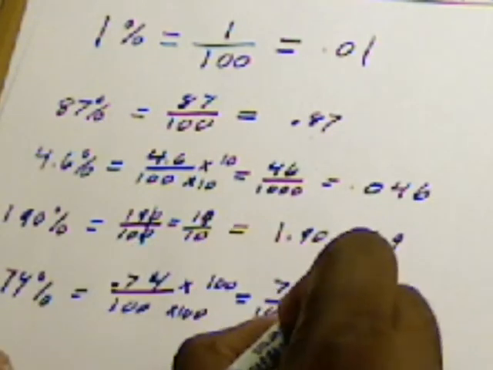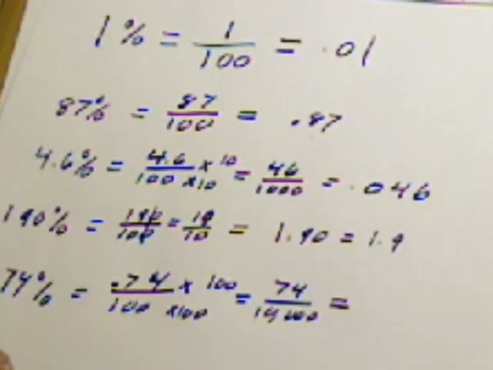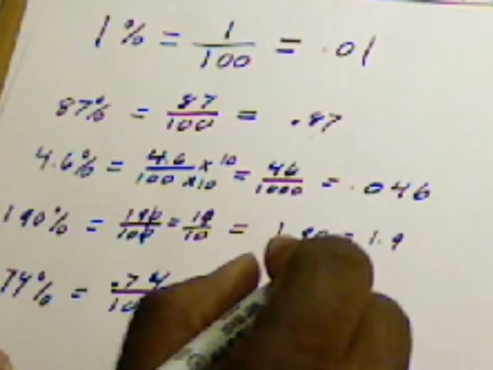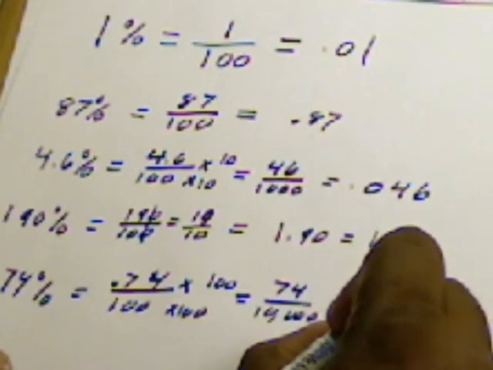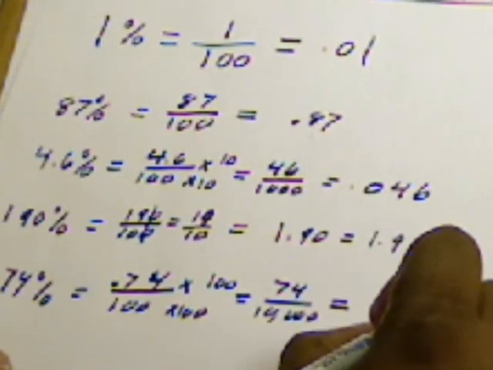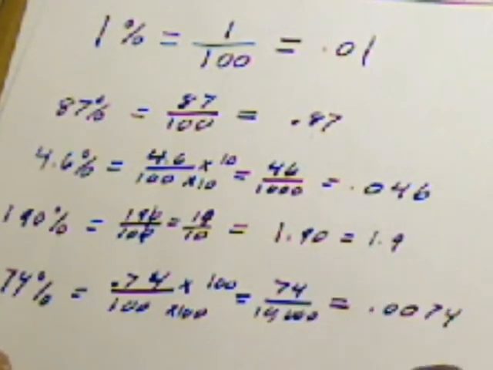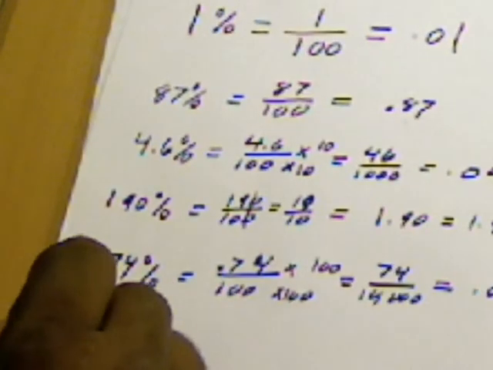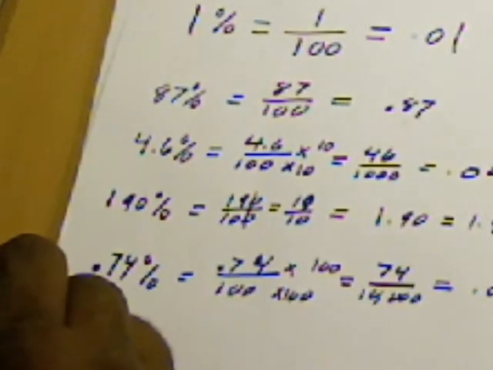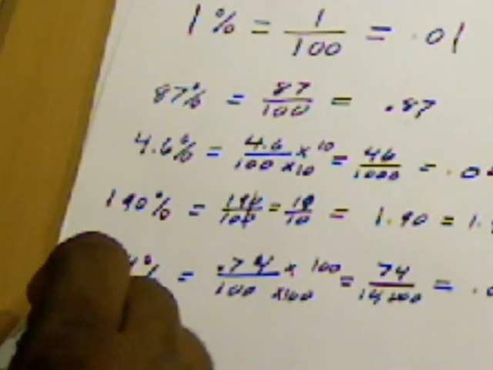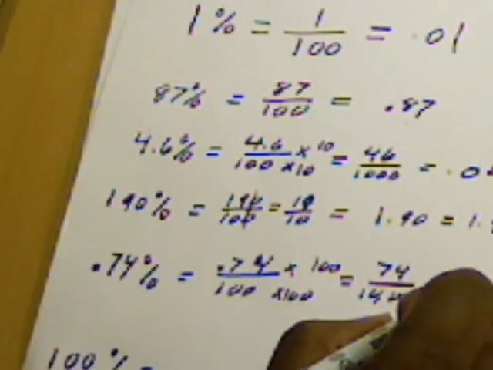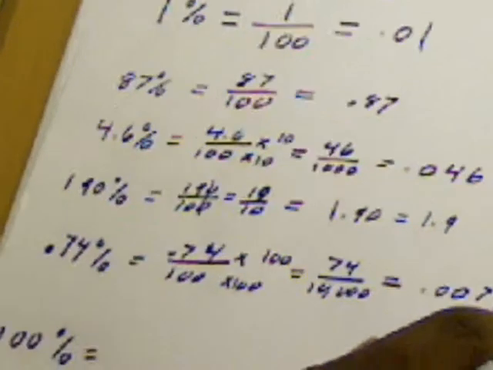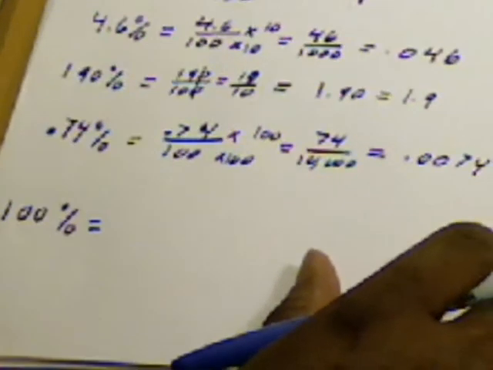Again, we can reduce that. But for time's sake, we're going to go ahead and say 0.74% as a decimal is going to be 0.0074. I still have to move this decimal point over 2, even though it's sitting right here. 1, 2, 0.0074. And lastly, I want to look at 100%.